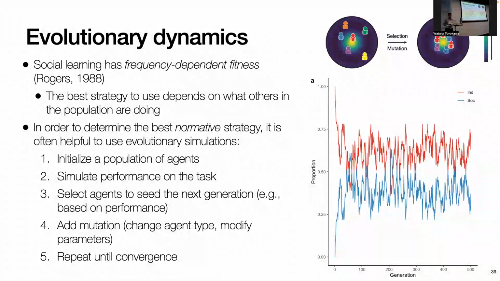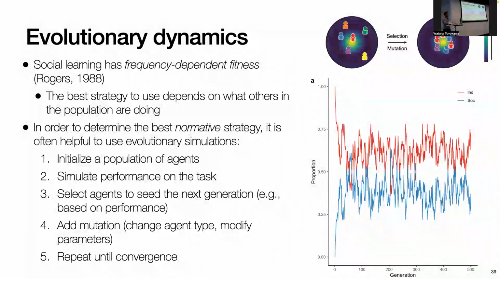And so in order to do this, one very simple framework is to program them as simulations. So what we do is first initialize a population of agents. For instance, here's a bunch of agents located in different solutions in some fitness landscape. And then we simulate performance on the task with these agents in different groups. And then we select the agents that perform the best to seed the next generation. Okay, so we have a selection process. And then we add a mutation process as well, where we mutate agents, for instance, changing them from one type to a different type of learner, or modifying the parameters. And then we repeat until convergence. So here's a very simple example.